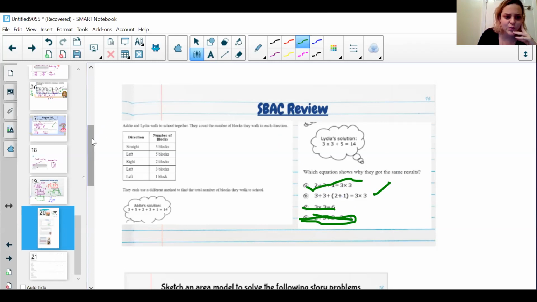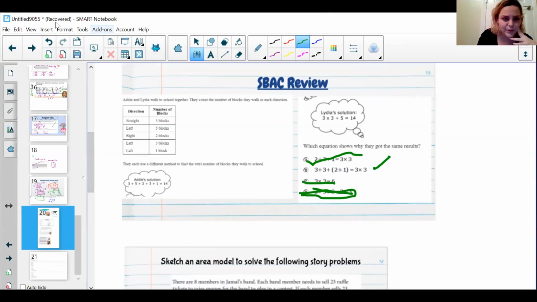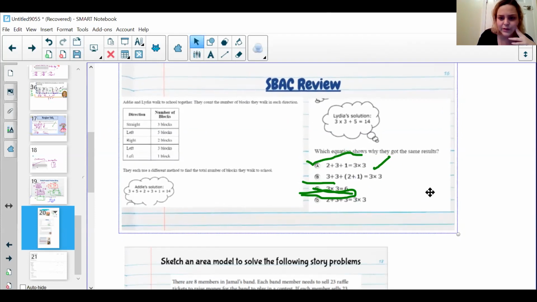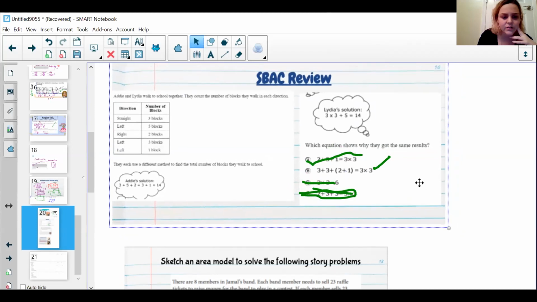But let's kind of zoom in. Let's see if I can zoom in a little bit more, and make this a little bit bigger so you guys can see it. And that's gonna move it a little bit, so just ignore if it looks weird now.